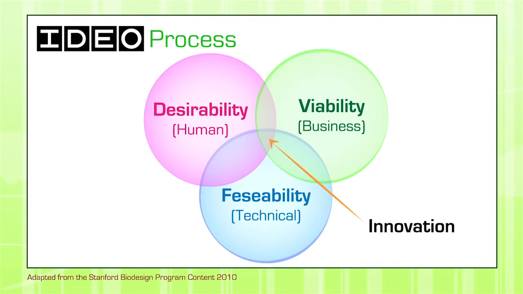Something really interesting is that the thing that IDEO has brought to us is a process. And the process, as you can see here, has 3 main components. It takes into account the business part of innovation, the technical part of innovation, and the human part of innovation, which they call viability, feasibility, and desirability. And in the intersection of those 3 considerations, there is innovation for IDEO.